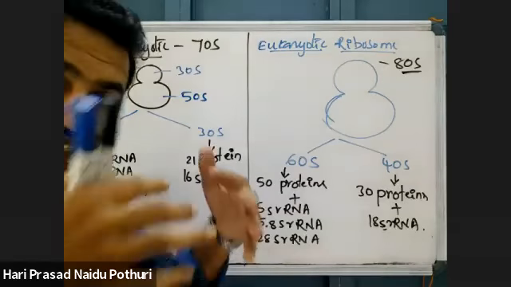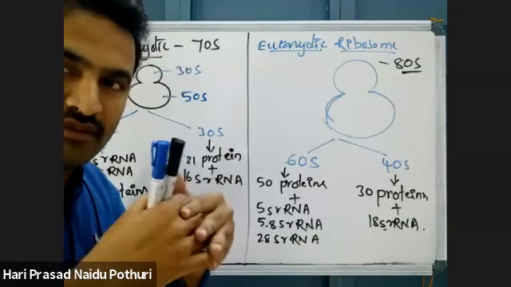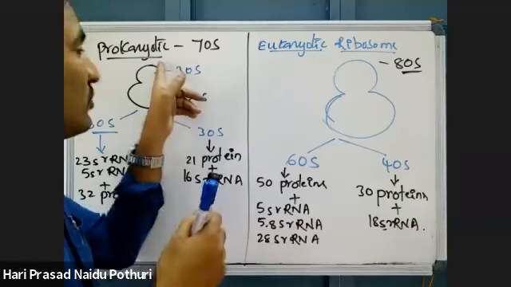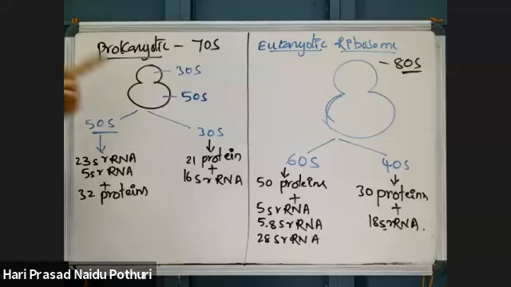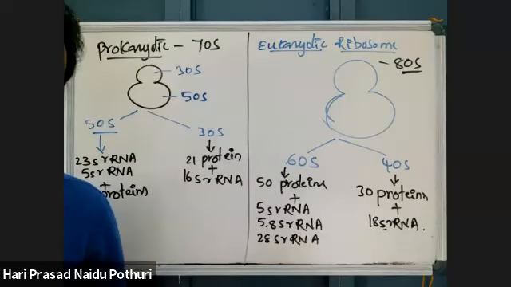But when they combine together, the complete ribosome will be there. That has 70 Svedberg units of sedimentation rate. That's why it is called the 70S ribosome. Clear?